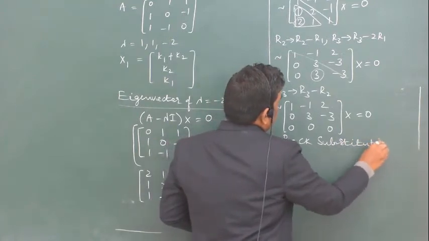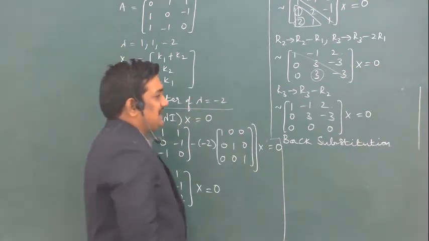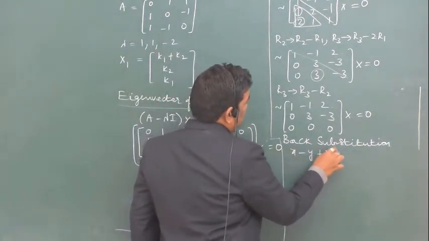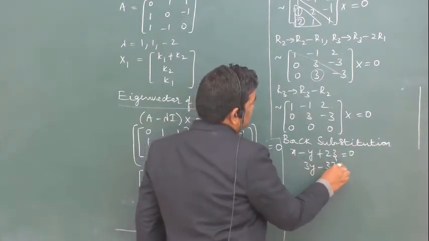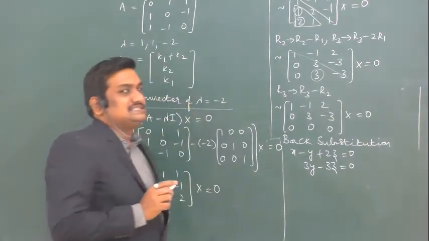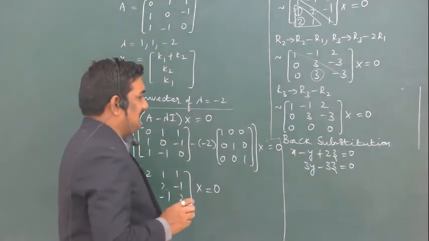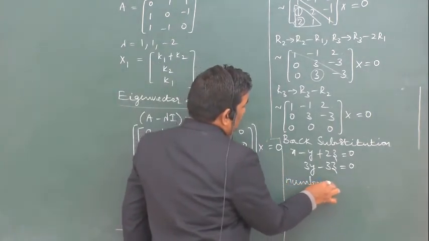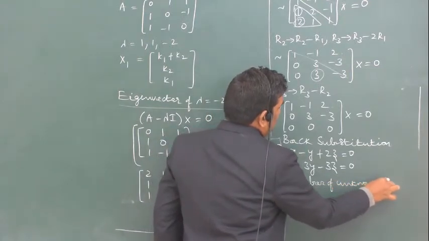By back substitution, writing the system of equations from the matrix representation, it will be x minus y plus 2z equals 0 and 3y minus 3z equals 0. Now you need to consider a difference. It is the difference between the number of unknowns and the rank of the coefficient matrix.